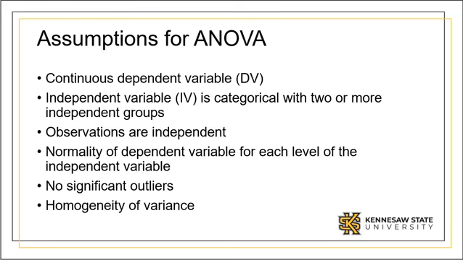So what are the assumptions for the ANOVA? The first 3 assumptions are grounded in the study design. You have to have a continuous dependent variable. The independent variable is categorical with 2 or more independent groups. And the independence of observations is assured. The remaining 3 assumptions require further investigation.